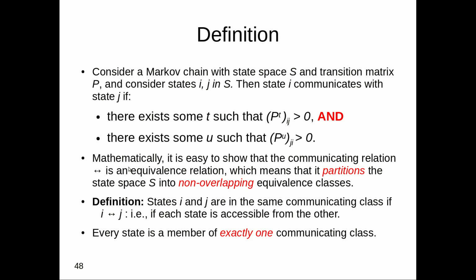Mathematically it's easy to show that the communicating relation, this bidirectional arrow here, is an equivalence relation. And this means that it actually partitions the state space S into non-overlapping equivalence classes. And here's another definition. States i and j are in the same communicating class if i communicates with j, so if each state is accessible from the other. Another important thing to note is that every state is a member of exactly one communicating class.